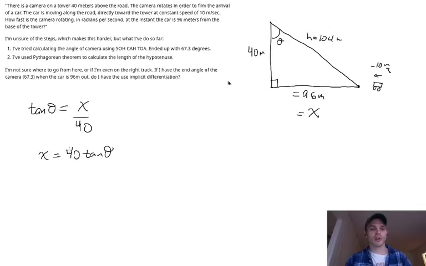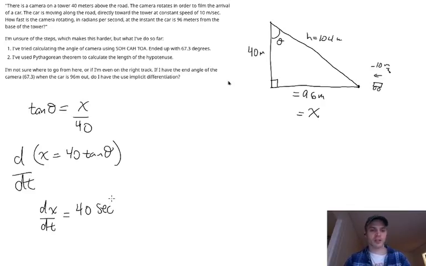Okay, so we're going to differentiate both sides of this equation with respect to time. So dx/dt is equal to 40 secant squared theta d theta/dt. Because I'm doing implicit differentiation, I need to keep this d theta/dt. Okay. All right, some of these values are known.